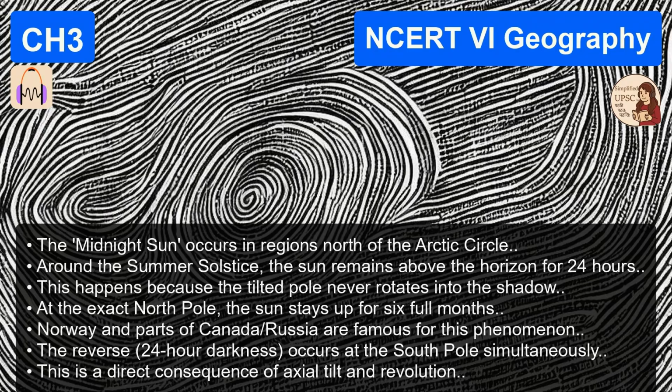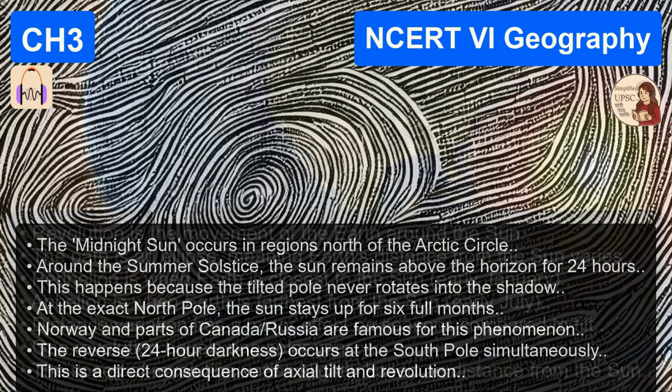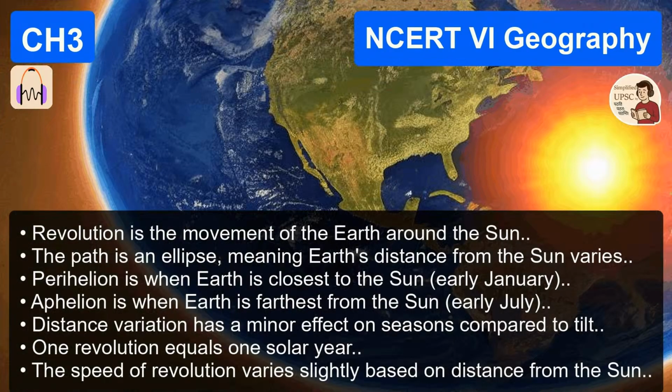Think of it like a flashlight beam again. If you shine it straight down on a table, you get a small, bright, intense circle of light. If you shine it at an angle, the light spreads out over a larger area and gets weaker, dimmer. On June 21st, the northern hemisphere gets that concentrated, intense beam.